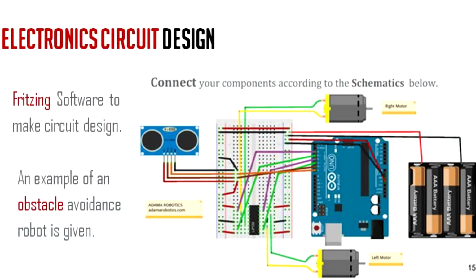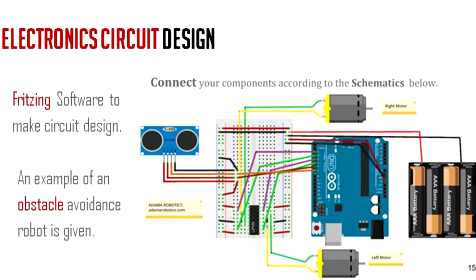Then comes the electronic circuit design. Electronic circuit design is preferable before you move on to the next step, where you know what you need to connect to what part of the brain of the robot. As you can see, there is an Arduino, that's the brain of the robot. Then we have the motors, the sensor, and the power pack, the batteries. Once you connect these, you can design them to understand how the motors are reacting, or if the sensor is actually working or not.